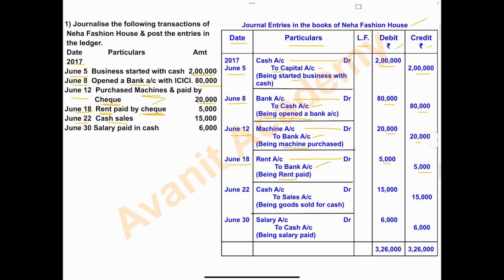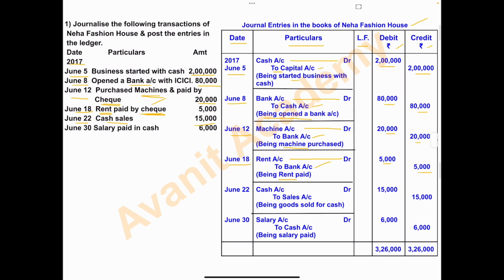On 22nd, cash sales. Cash sales means the goods are sold on cash basis, not on credit basis. Goods ಅನ್ನು ಸೇಲ್ ಮಾಡಿದ್ದಾರೆ ಮತ್ತು ಅವರಿಗೆ payments ಆಗಿದೆ. So here we have to prepare cash account and another is sales account. By selling the goods, goods go out of the business and cash comes into the business.